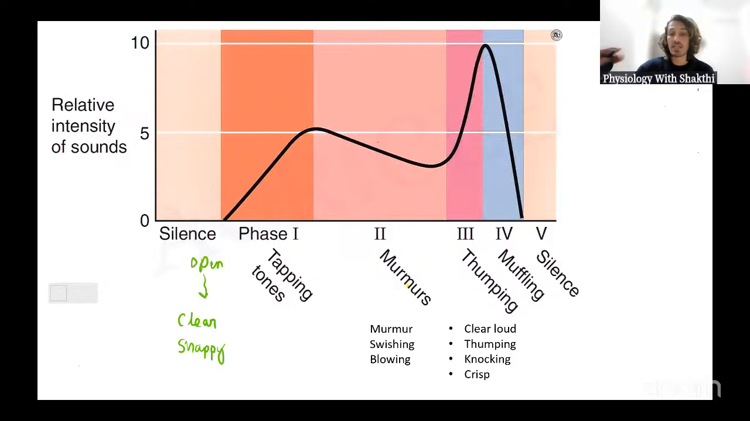Korotkoff sound, if a question is coming, you'll have to talk about the various phases. So usually phase 1 is where you hear a tapping type of sound. Phase 2 is where you get a murmurish quality. Some textbooks mention it as a swishing sound or blowing sound, so any of it you can write. Then phase 3 where a thumping kind of sound is there. It can also be written as a clear, loud sound, knocking sound, crisp sound, different responses are given for that. And phase 4 is where a muffling is there. So where you start hearing the sound is your systolic BP, and where muffling ends, that is your diastolic BP.